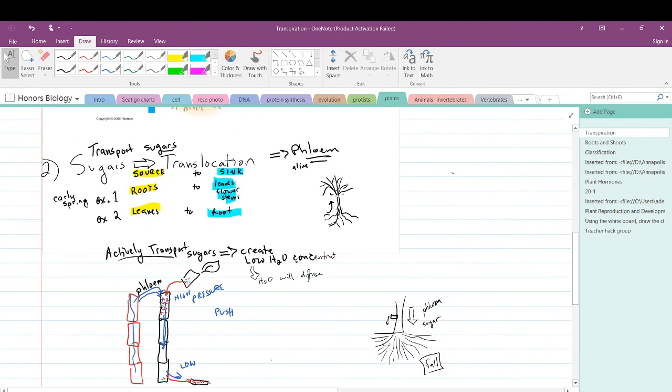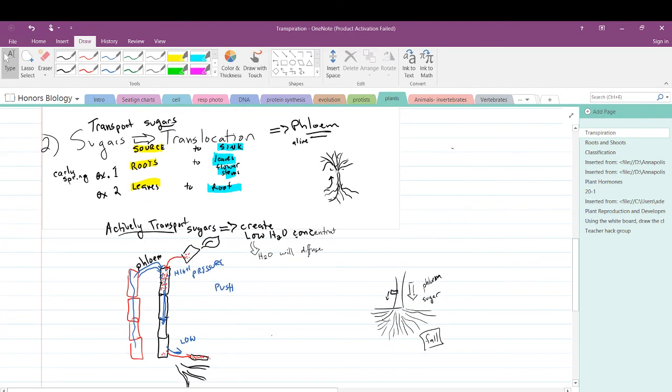And then down here, we're translocating sugars through the phloem tubes, which are alive, and we call this source to sink, roots to leaves. And that's going to occur because of active transport of the sugars that were made. So, hope this helps, gives you a little bit more of a review.